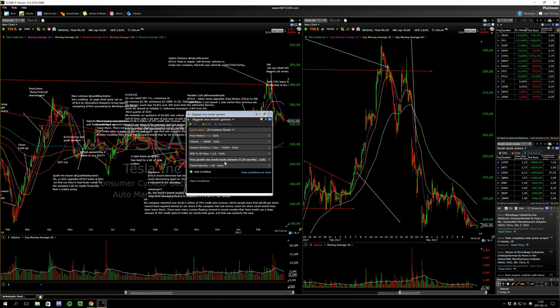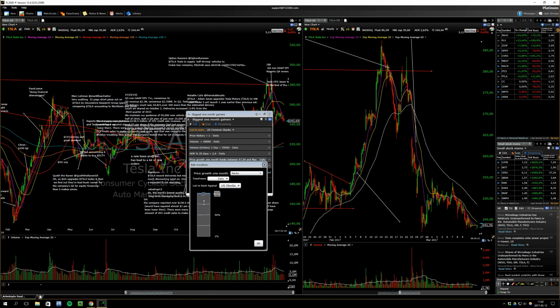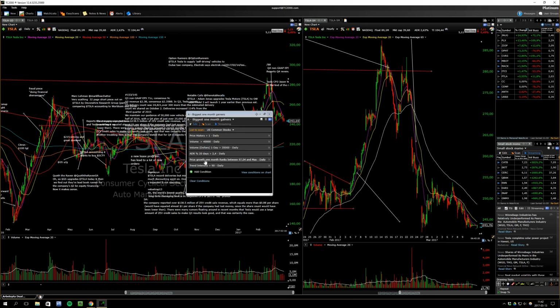And I also want stocks that have price growth 1 month. This is basically a rank. You can choose it when you make a scan in TC2000. You can rank stocks based on different criteria, and I want the 3% strongest stocks in the past 1 month.